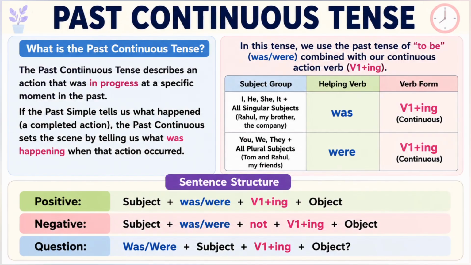Now let's learn the sentence structure. For positive sentences, the structure is subject plus was or were plus verb 1 plus ing plus object.